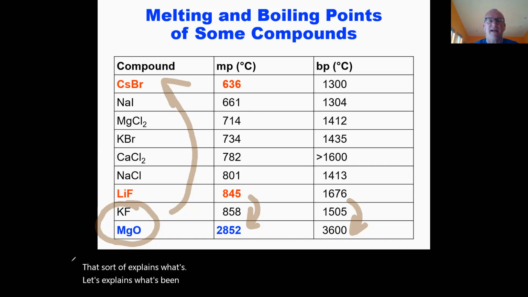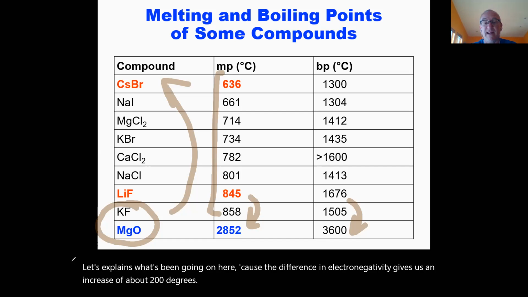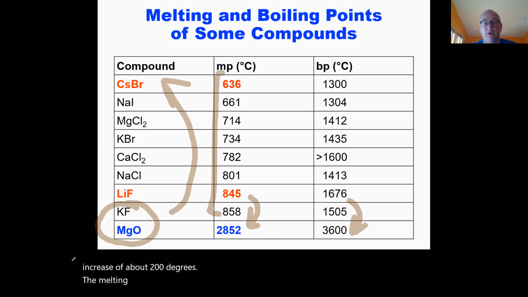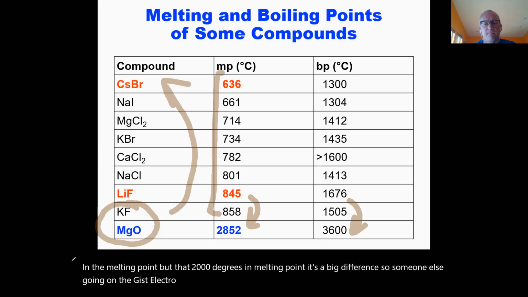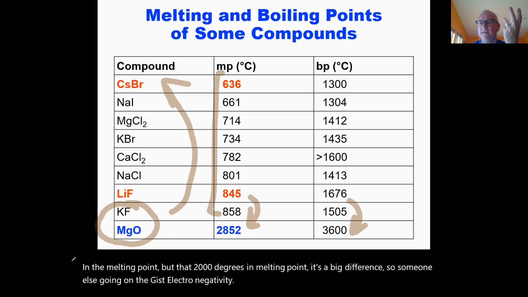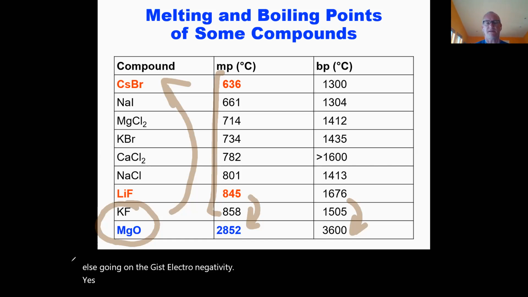Because the difference in electronegativity gives us an increase of about 200 degrees in the melting point, but not 2,000 degrees. That's a big difference. There's something else going on than just electronegativity. Is it because oxygen needs 2 more electrons? Yes.